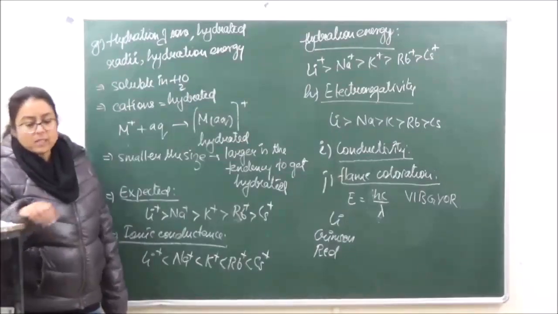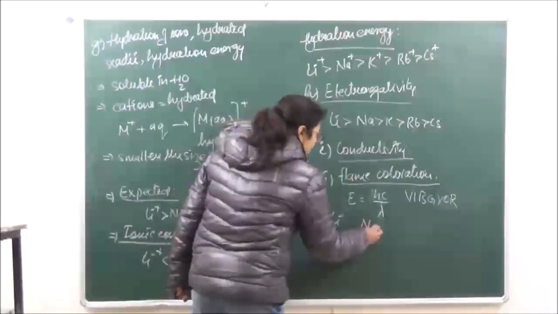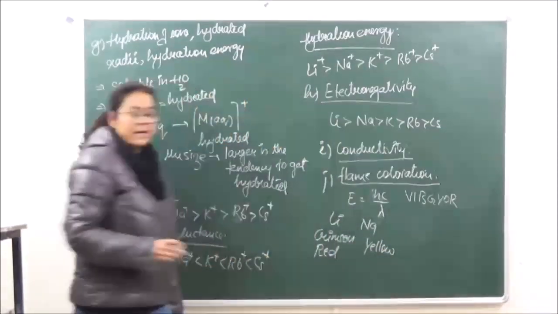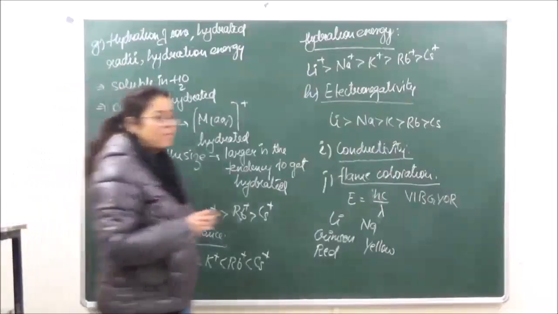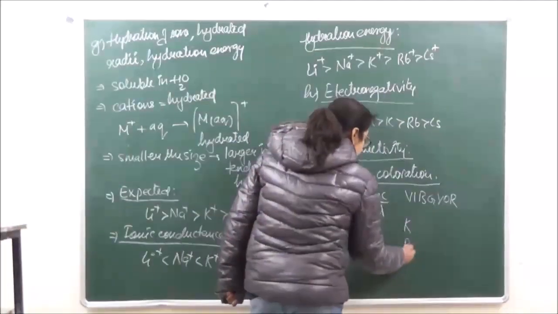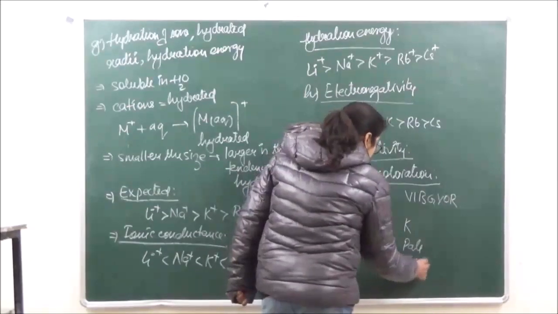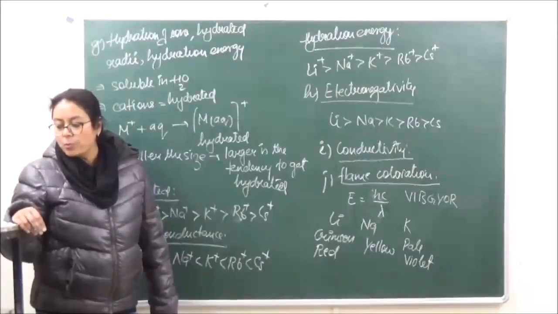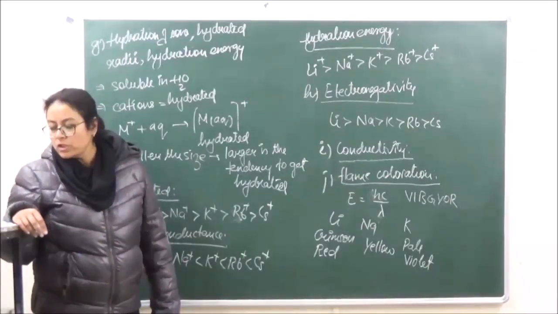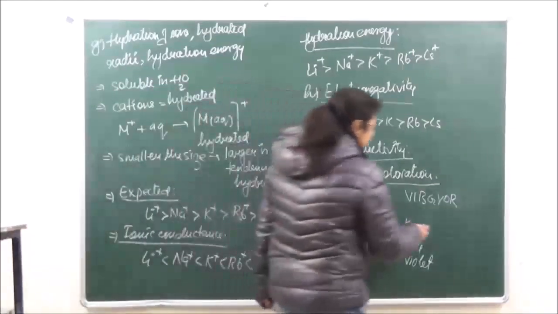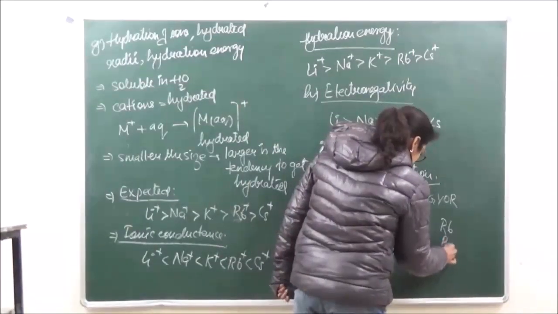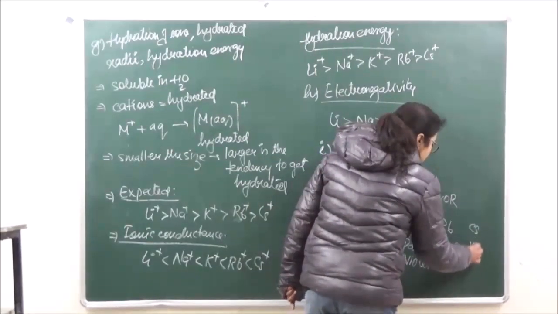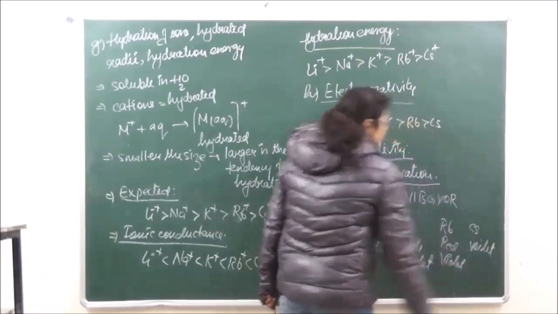Okay? Then after that, sodium gives a golden yellow color to the flame, right? Then we have potassium, which is going to give pale violet. Then we have rubidium, which is going to give reddish violet. And finally we have cesium, which is going to give violet.